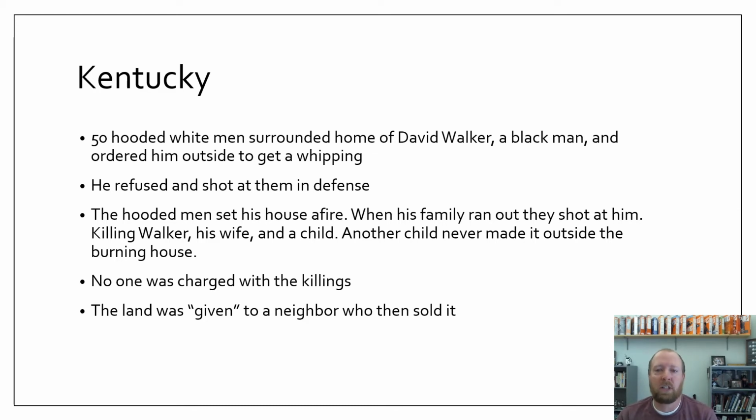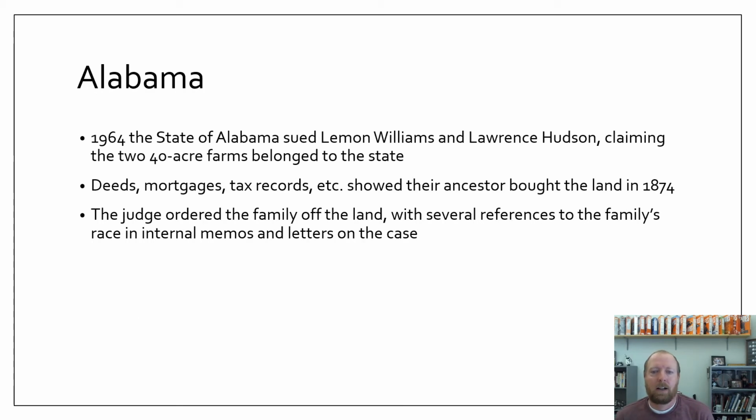What to do with this land? Well, that land was given to a neighbor who then was able to legally sell it and profit from this land. That is just one example in Kentucky. Another example in Alabama, and this is in 1964. The state of Alabama sued Lemon Williams and Lawrence Hudson, 2 cousins, claiming that the 2 40-acre farms that their families had lived on belonged to the state.